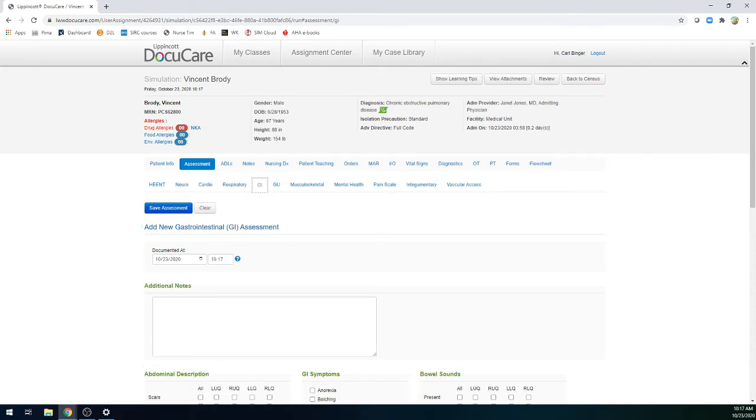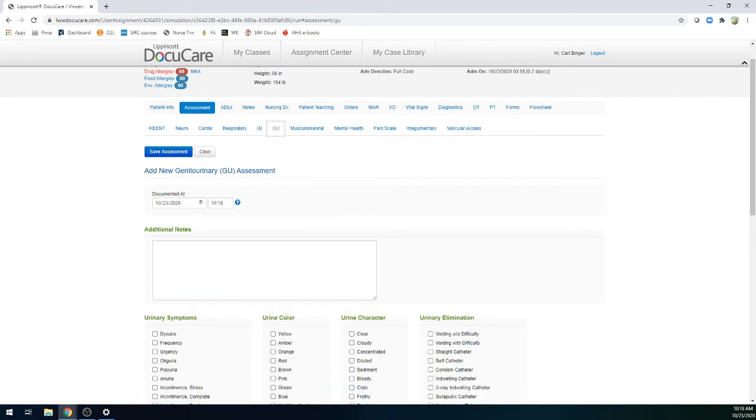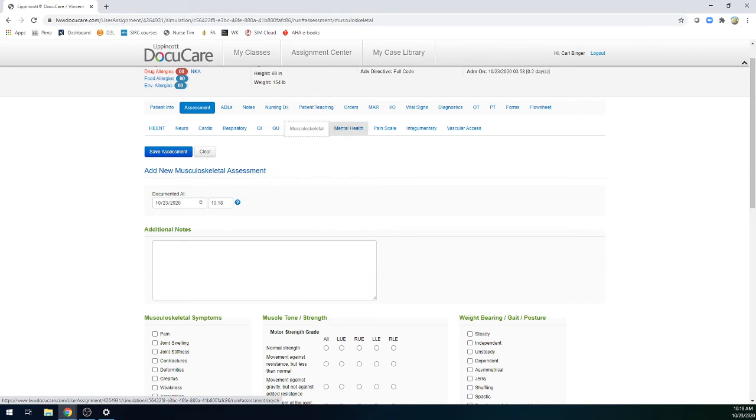GI. Well, I know on this patient, you probably didn't have time to do a GI assessment. Fine. Deferred due to patient condition. I understand. Okay? Save it. GU. I probably didn't ask him about all this urine stuff because I need to focus on respiratory. Write a note, deferred. Okay? And so on and so forth.